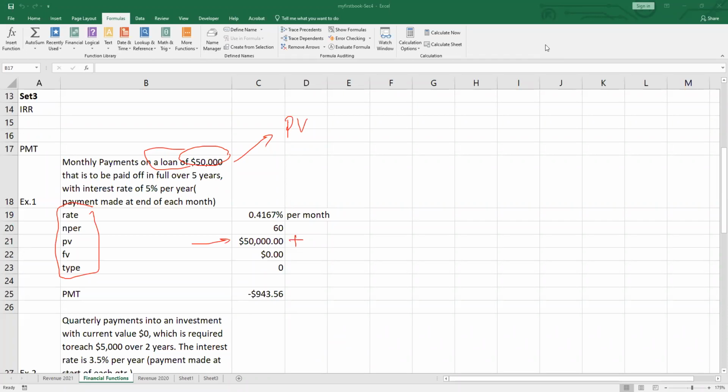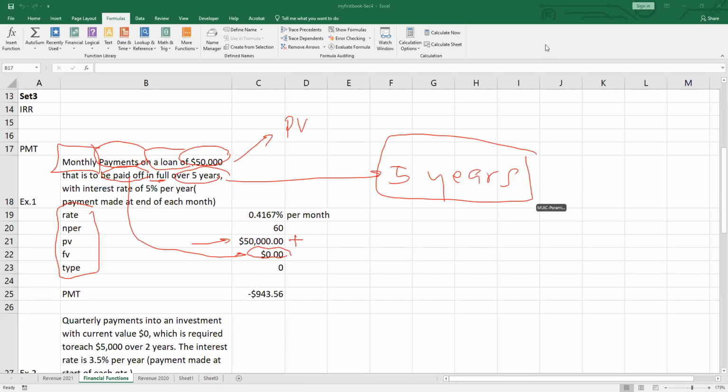Next, you want to pay it off, which means you want to clear the debt. So that means the future value for this debt is zero, or FV is zero. After that, we say we want to pay it off in full over 5 years. So the period of time is 5 years. But the payment is a monthly payment, so you have to change 5 years to be the number of months. You multiply 5 by 12, then you get 60.